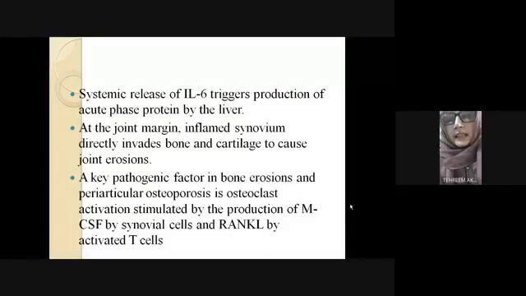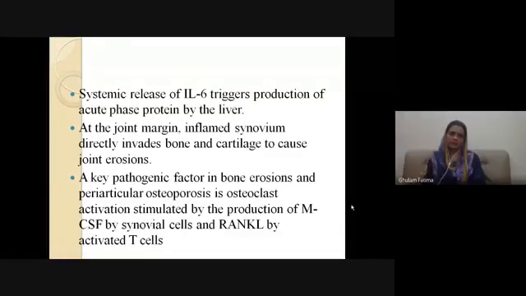Systemic release of IL-6 triggers production of acute phase proteins by the liver. At the joint margin, inflamed synovium directly invades bone and cartilage to cause joint erosion. A key pathogenic factor in bone erosion and periarticular osteoporosis is osteoclast activation, stimulated by the production of M-CSF by synovial cells and RANKL by the activated T cells. RANKL is the receptor activator of nuclear factor kappa B ligand, also known as the tumor necrosis factor ligand. Ma'am, please, next.